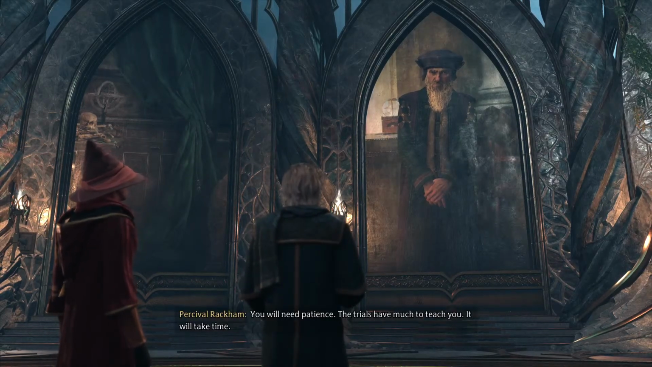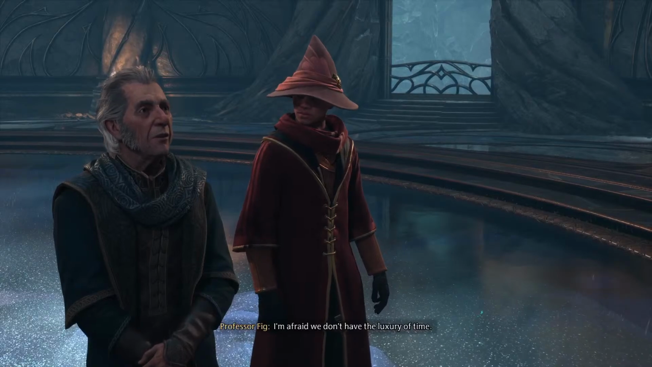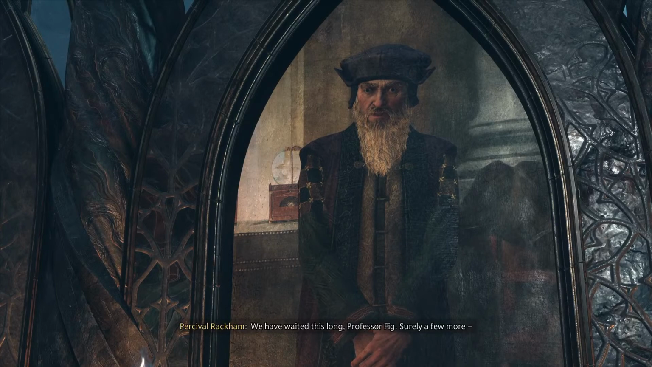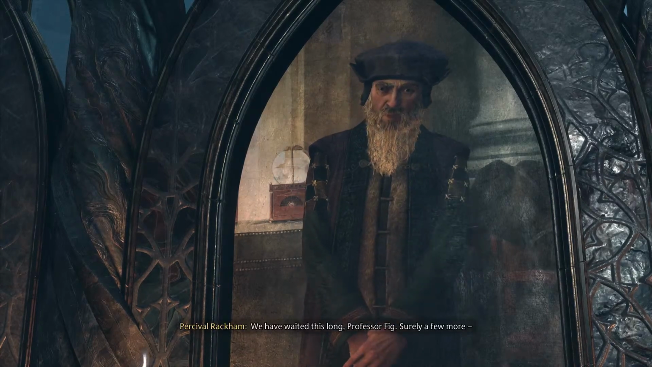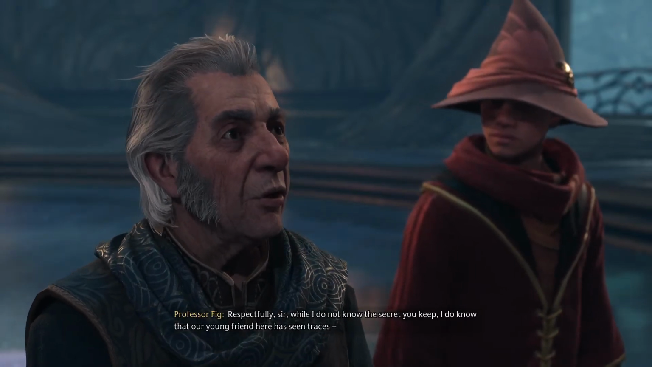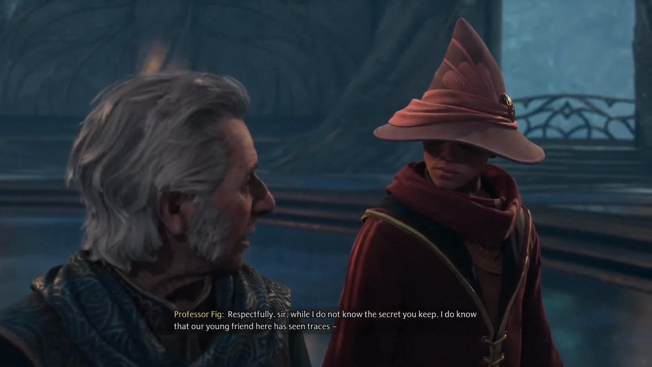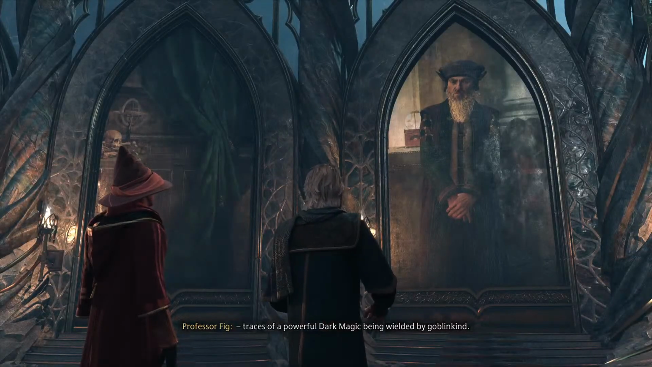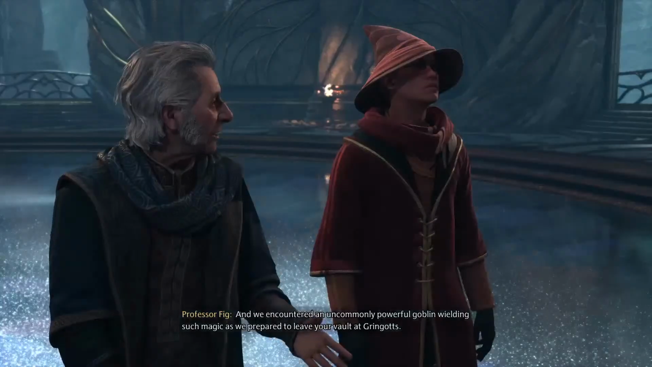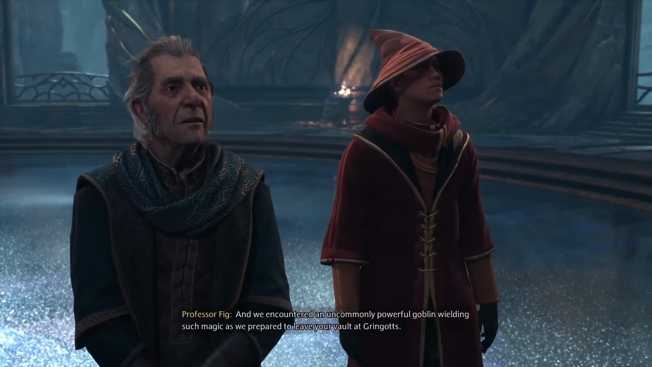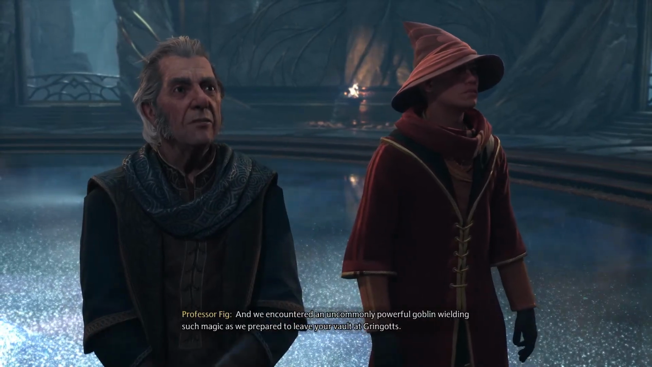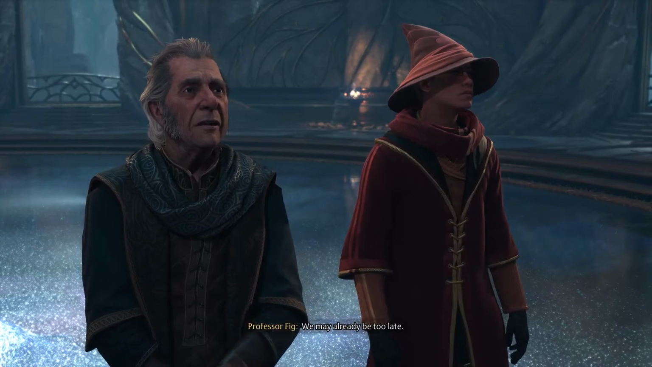It will take time. I'm afraid we don't have the luxury of time. We have waited this long, Professor Fig. Surely a few more. Respectfully, sir, while I do not know the secret you keep, I do know that our young friend here has seen traces of a powerful dark magic being wielded by goblin kind. And we encountered an uncommonly powerful goblin wielding such magic as we prepared to leave your vault at Gringotts. We may already be too late.